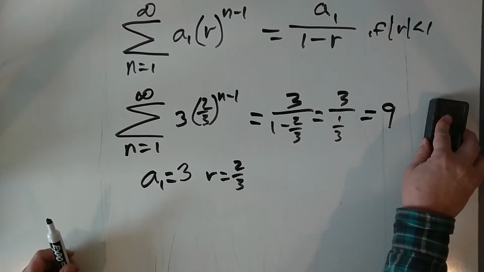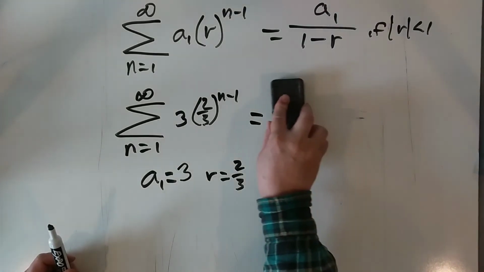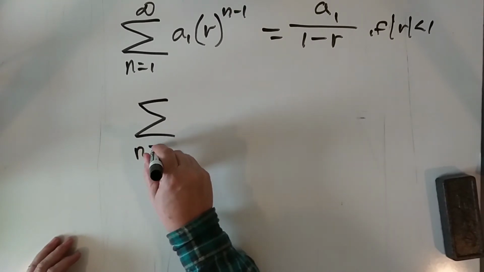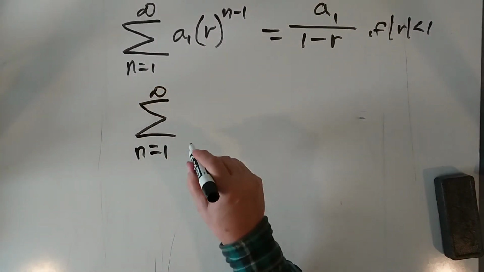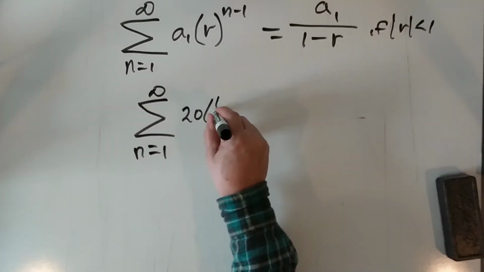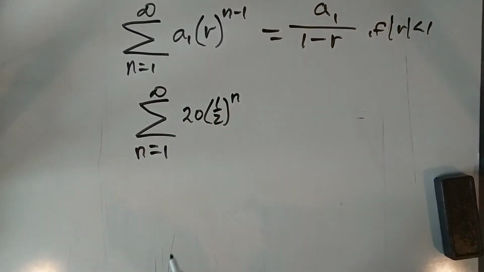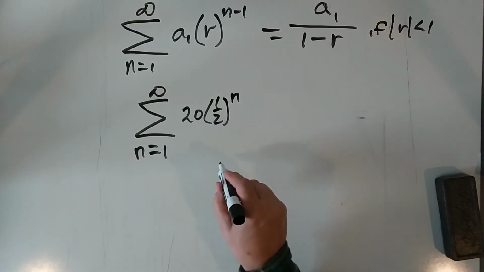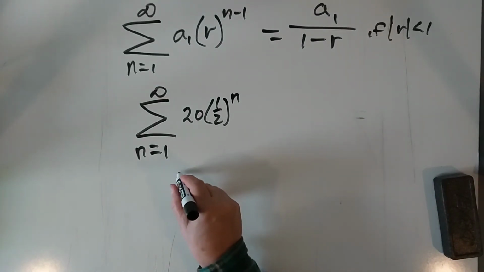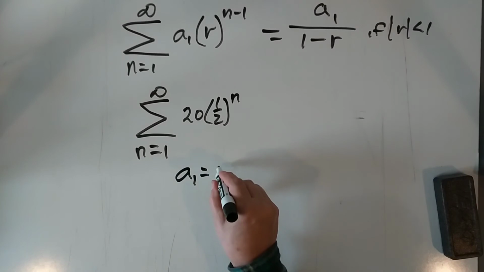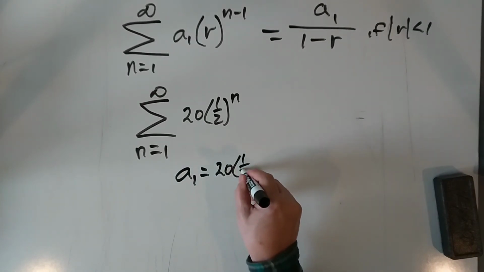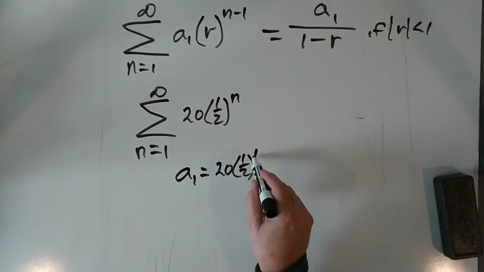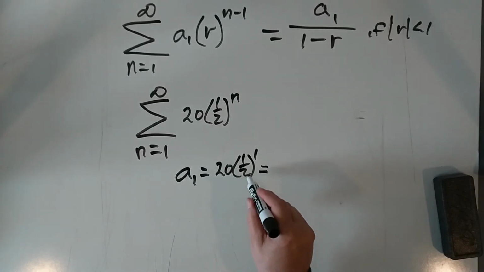Let's take a look at another one. All right. On this one, let's first of all see if we can find the first term. So A1 will be 20 times 1/2 to the first. Notice it's not n minus 1, it's n, so it's to the first power. So this gives me 20 times 1/2, which is 10.